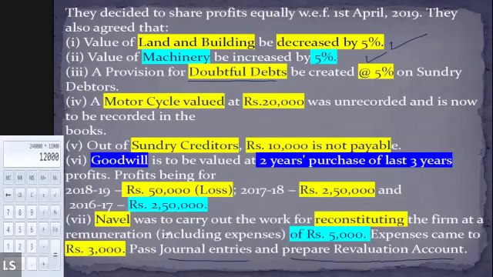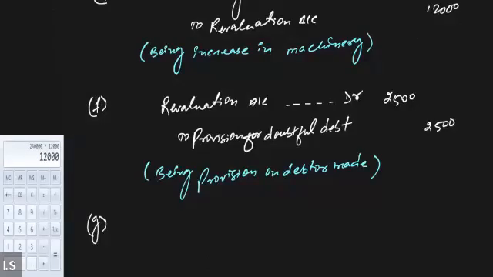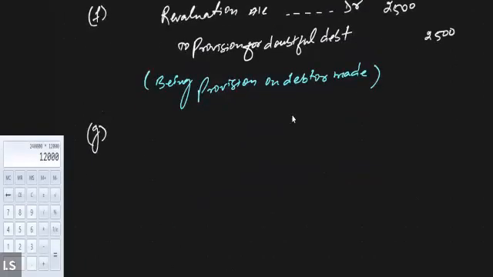Perfect. So I'll write down: motorcycle account will be debited, obviously, and revaluation account will be credited.